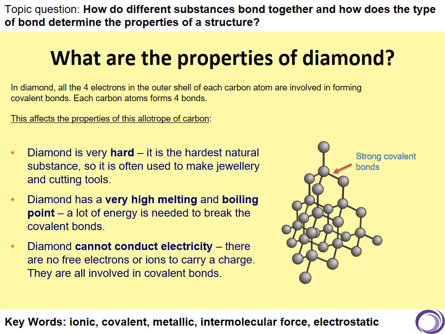Diamond has an incredibly high melting and boiling point because it needs lots and lots of energy to break the many strong covalent bonds. And because all of the electrons in the outer shell of the carbon are involved in bonding, there are no free electrons, and so diamond cannot conduct electricity.